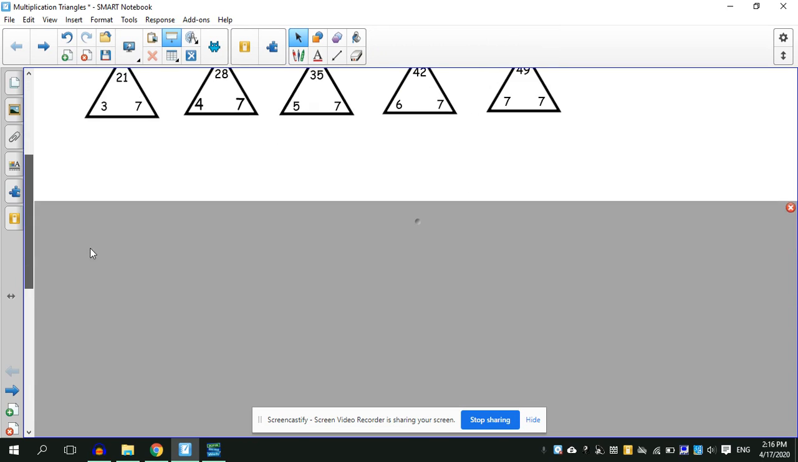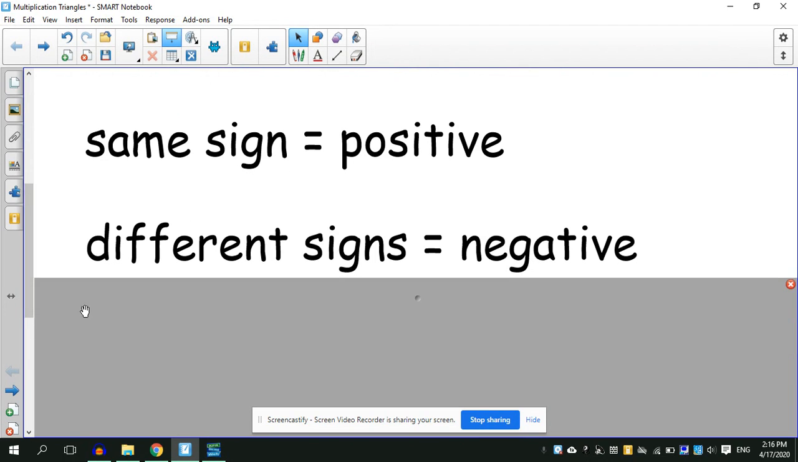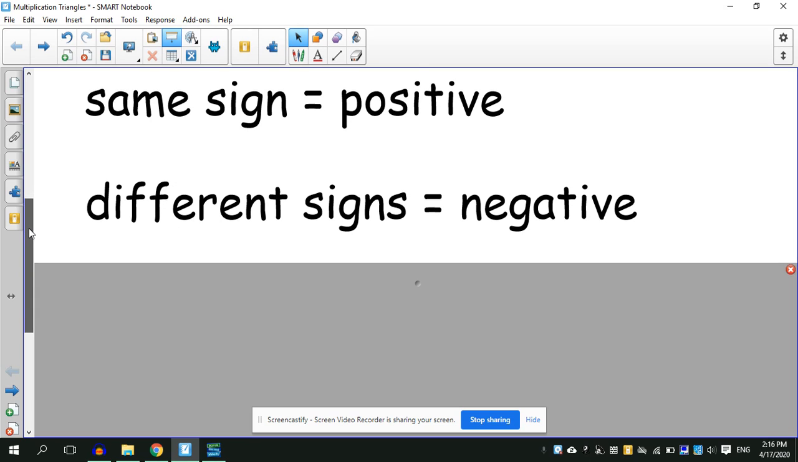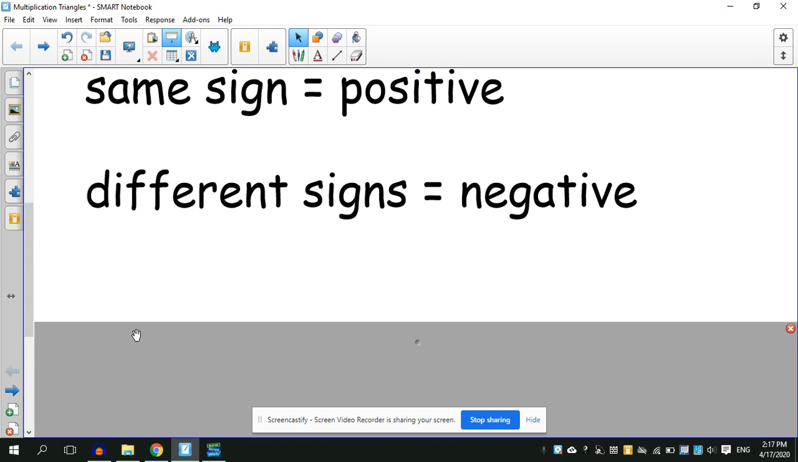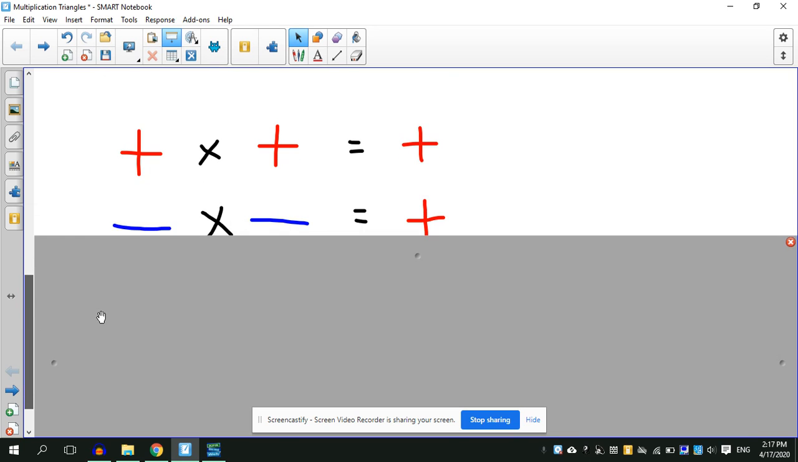So let me scroll down here. If we've got the same signs that are being multiplied together, in other words, a positive times a positive equals a positive, a negative times a negative will equal positive. But if we have different signs, a negative times a positive, the product or the quotient is always negative. And let me show you what I mean down here.